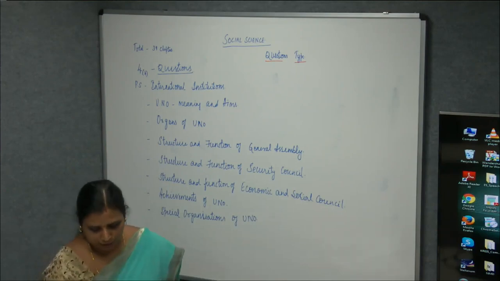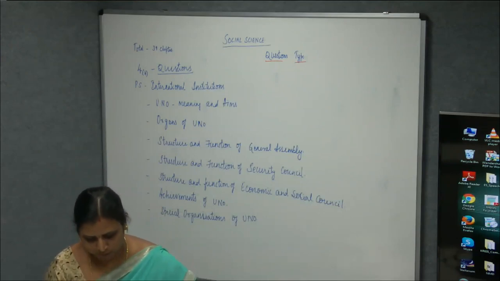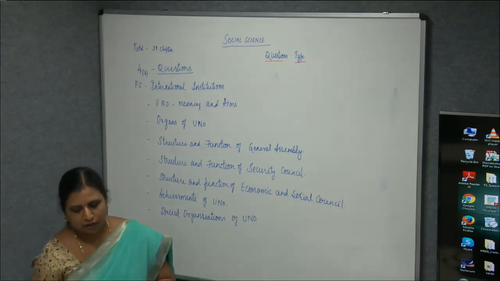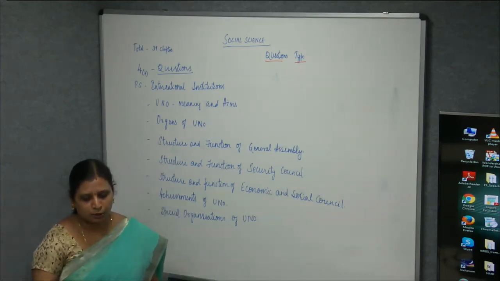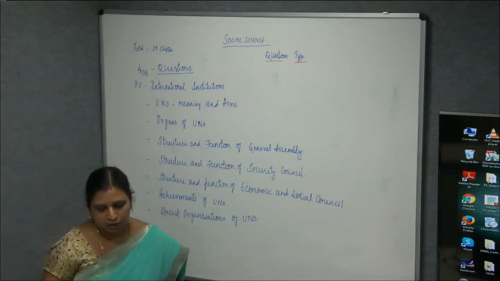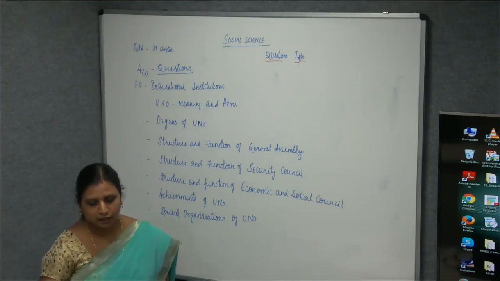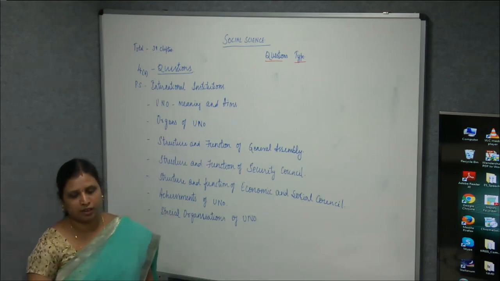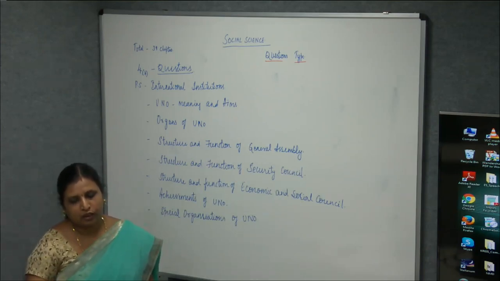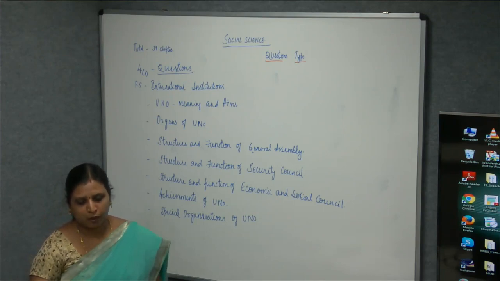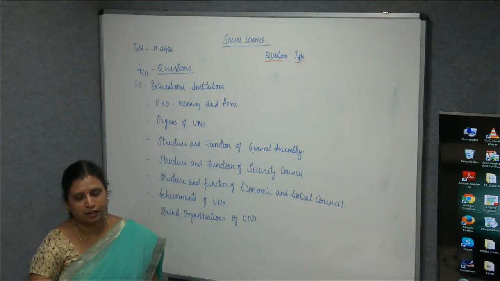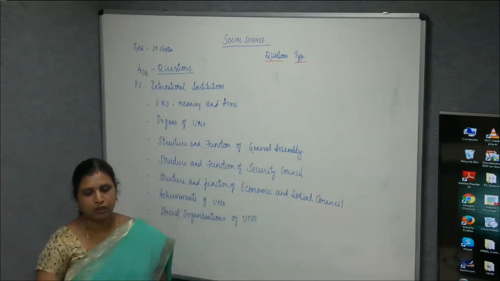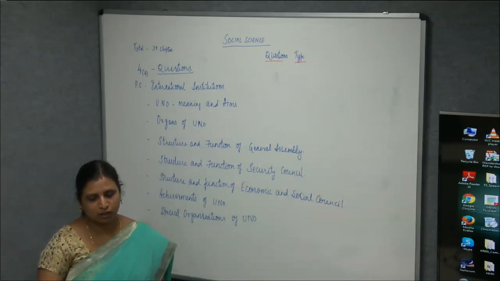So the first one is the UNO formation and aims. How UNO was formed, and what the objectives are, the aims or the objectives. The term United Nations was coined by Franklin D. Roosevelt, the president of USA. So what are all the aims of this UNO? Safeguarding international peace and security, fostering cooperation among nations, improving faith in human rights, providing recognition to international agreements and conditions, exploring solutions to various problems, and striving to build mutual trust and cooperation among the countries.